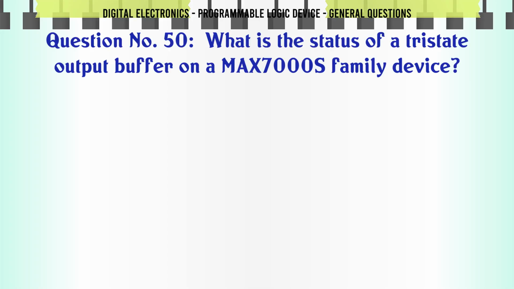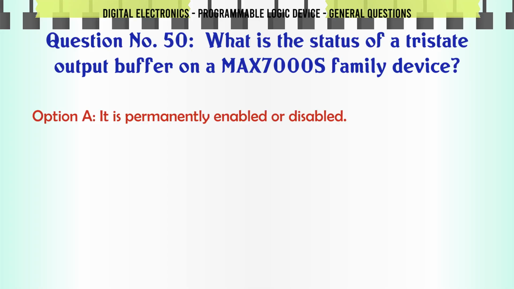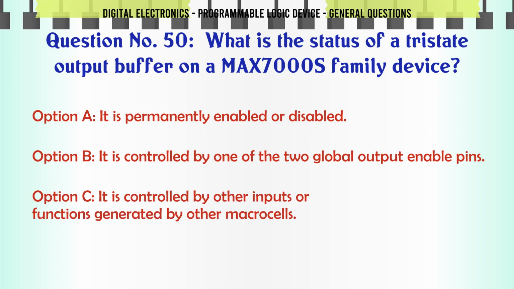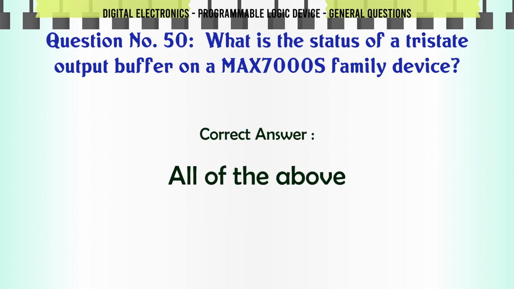What is the status of a tri-state output buffer on a MAX 7000S family device? A. It is permanently enabled or disabled. B. It is controlled by one of the two global output enable pins. C. It is controlled by other inputs or functions generated by other macrocells. D. All of the above. The correct answer is all of the above.